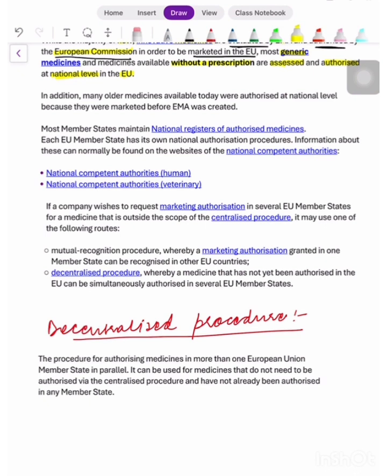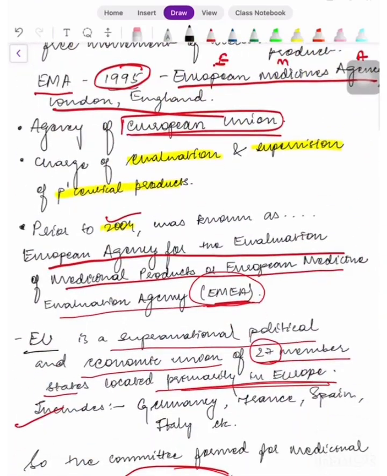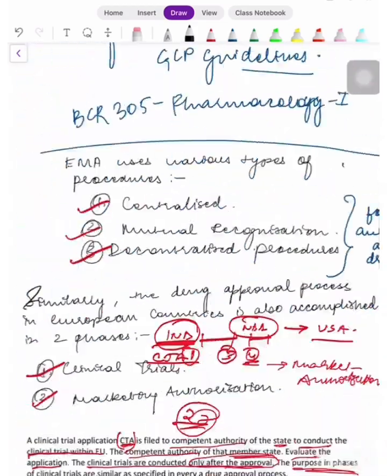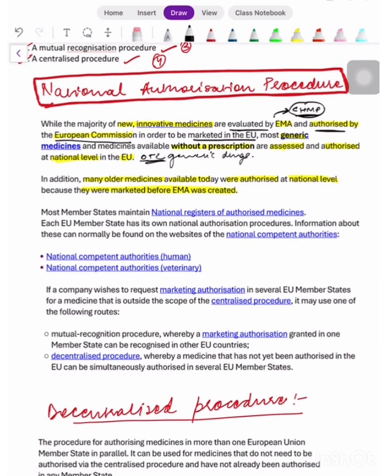In addition, many older medicines available today were authorized at national level because they were marketed before EMA was created. तो एक तो हो गई हमारी OTC ड्रग्स, OTC जेनेरिक ड्रग्स. और जब EMA हमने पढ़ा, EMA was actually in the beginning we studied in 1995 में ये EMA was formed, but before that the drugs were approved by this method only.